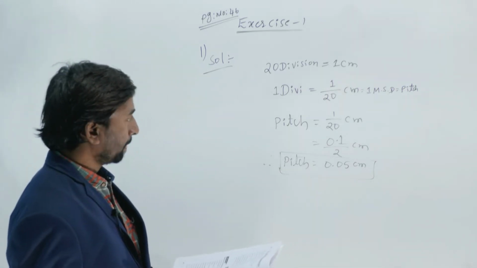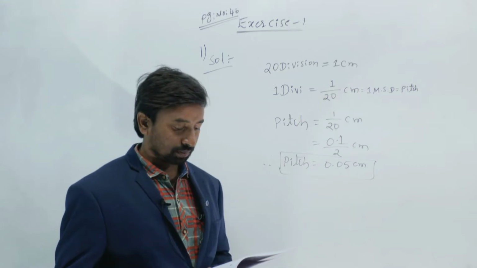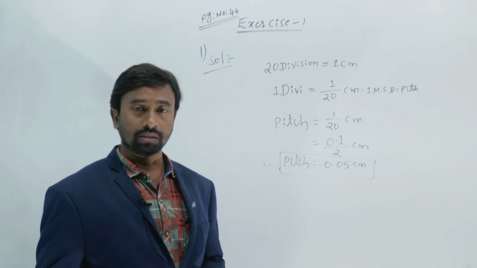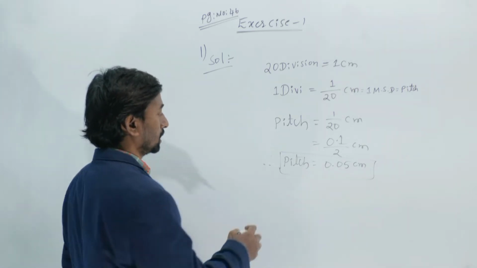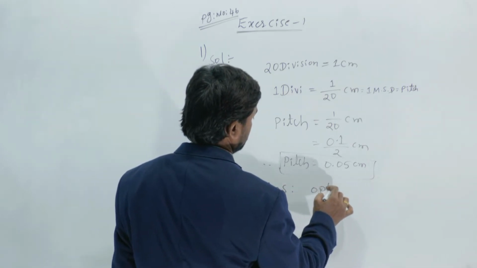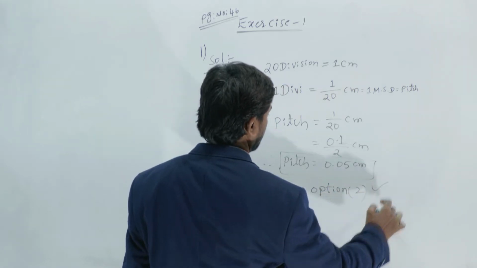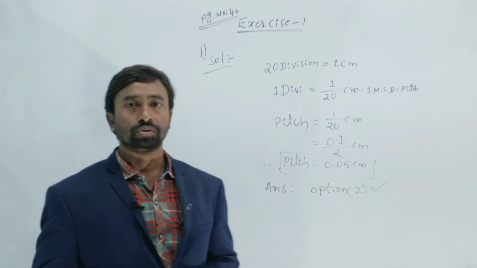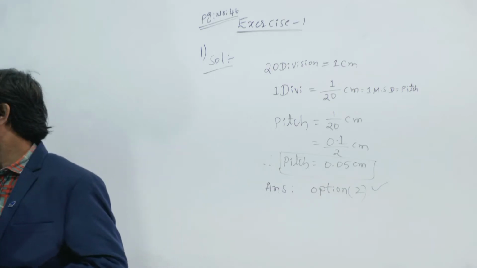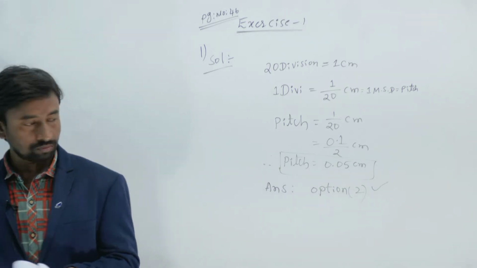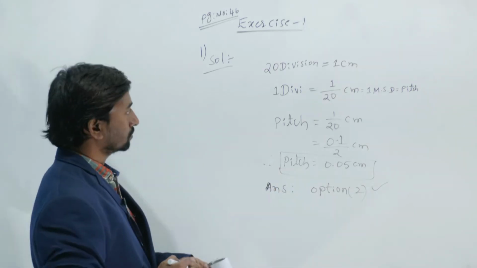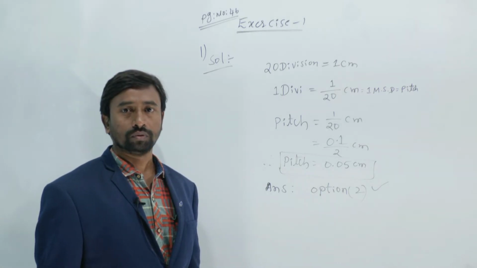So here the options are given. In the first option it is 1.5 centimeters, second option 0.05 centimeters, the third option is 10.5 millimeters, and the fourth option is 6 centimeters. So what is the correct option here? Second option. Okay. Answer: option 2 is the correct one, 0.05 centimeters. Okay. Next question.